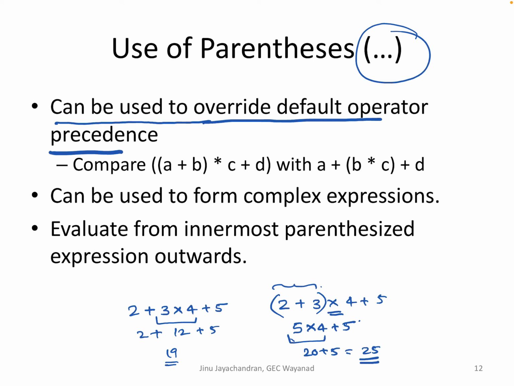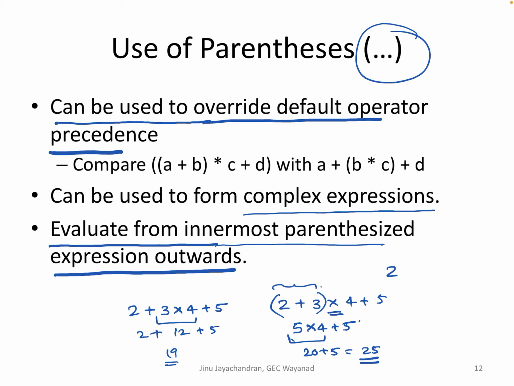And it is very useful when we are doing complex expressions. Actually, wherever you are doing an arithmetic operation, always put brackets, even if it is not necessary. So it will always evaluate from the innermost parenthesized expression outwards. For example, let's say 2 plus 3 into 4 plus 5. So I can do something like this. So this will be evaluated first, and then this will be evaluated and it will be added with 5.